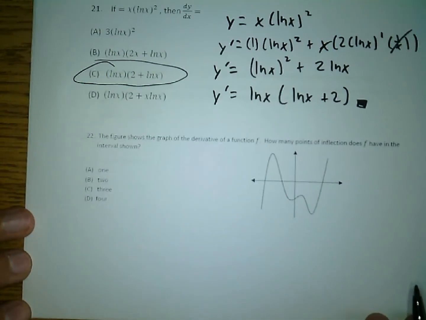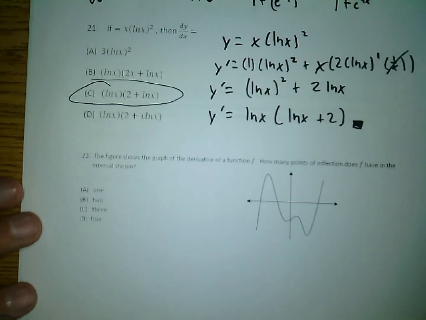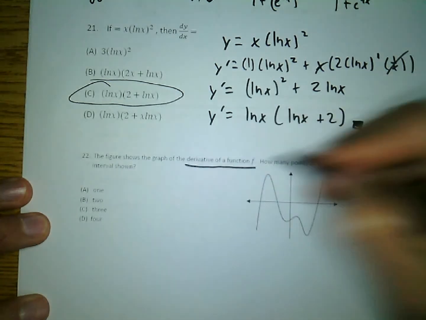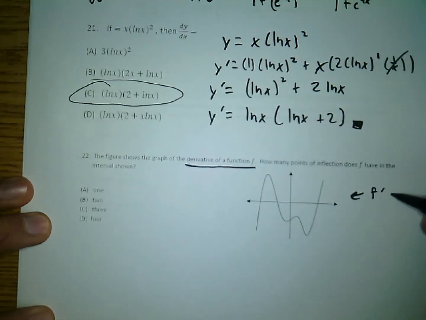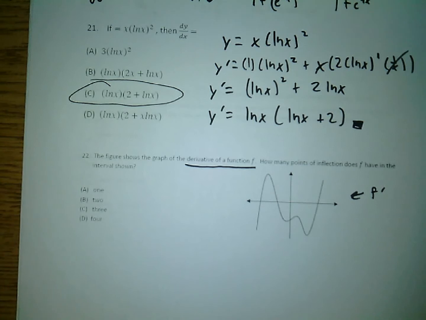Alrighty, number 22. The figure shows the graph of the derivative. Okay, this is key. The derivative. So this is f prime. How many points of inflection does f have? Points of inflection are when we change concavity.